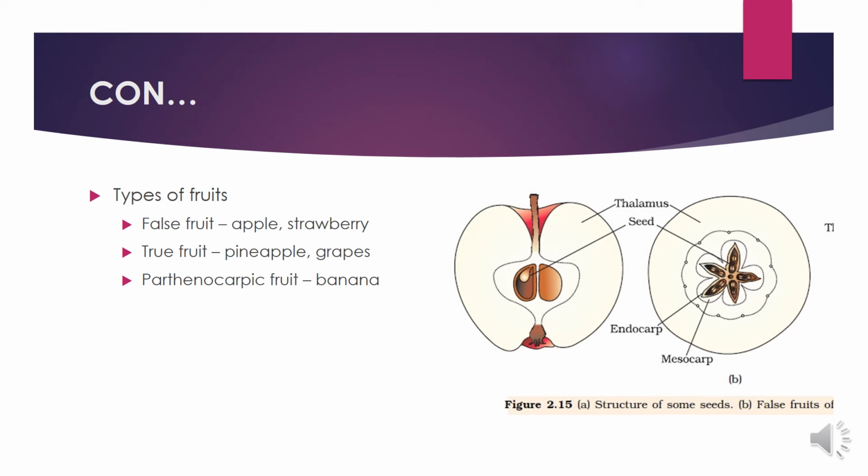Although in most species fruits are the result of fertilization, there are a few species in which fruits develop without fertilization. Such fruits are called parthenocarpic fruits, for example banana. Parthenocarpy can be induced through the application of growth hormones, and such fruits are seedless.